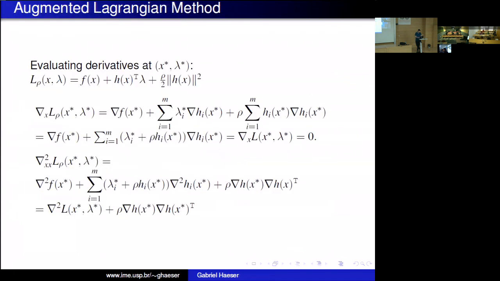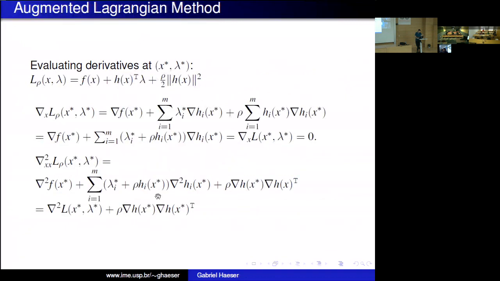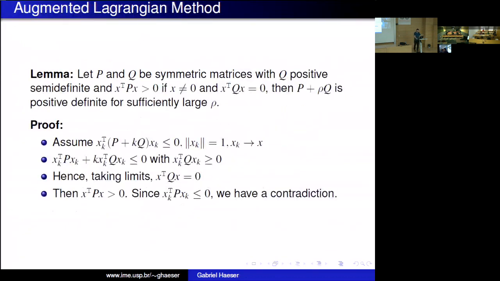So P will be the Hessian of the Lagrangian, and this will be Q, a positive semi-definite matrix. Both of them are symmetric matrices. And the second order sufficient condition says that the Hessian of the Lagrangian is positive definite on this subspace, the subspace of directions. Note that if I take here Q as this matrix, I simply get that subspace that I'm assuming that the Hessian of the Lagrangian is positive definite on.